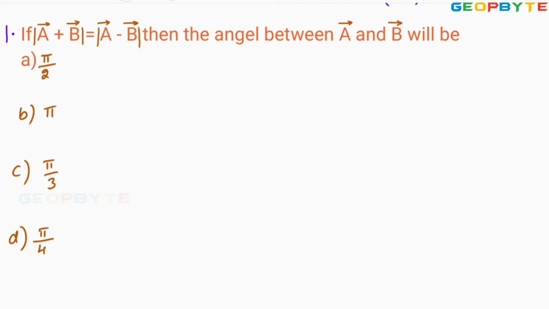The first problem is, if vector A plus vector B is equal to vector A minus vector B, then the angle between vector A and vector B will be. Very important and easy problem. It is given like this: vector A plus vector B is given equal to vector A minus vector B.